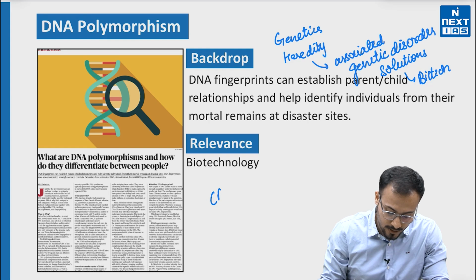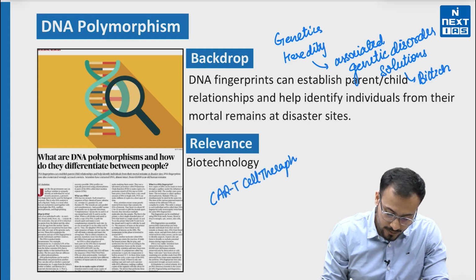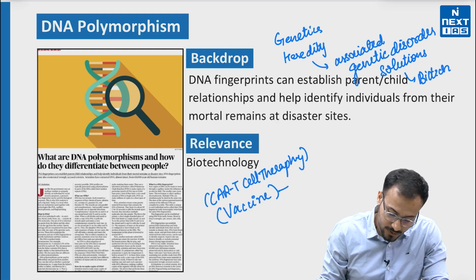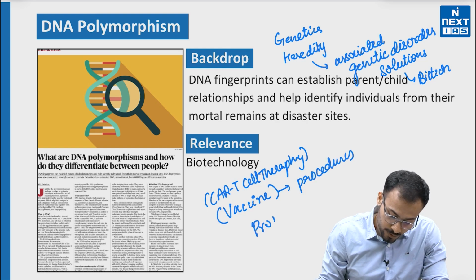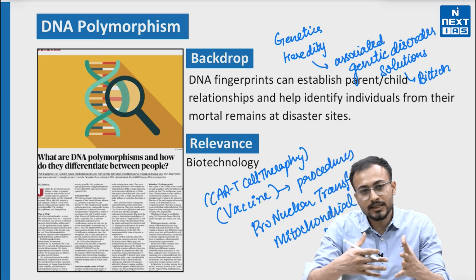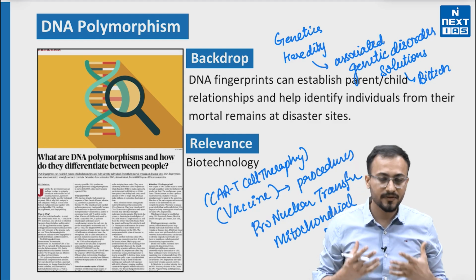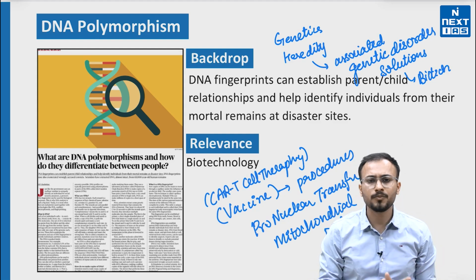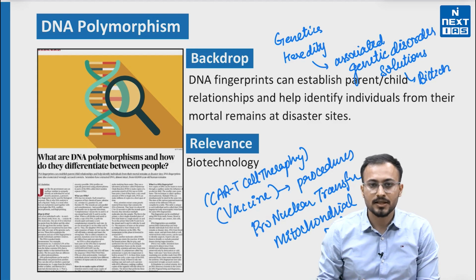For example, what is CAR T cell therapy? Vaccine manufacturing, and specifically the procedures here. What is pronuclear transfer? Mitochondrial DNA. All these terms which I have mentioned have been asked previously in the examination. So that is why DNA polymorphism and its applications can be asked in the examination.